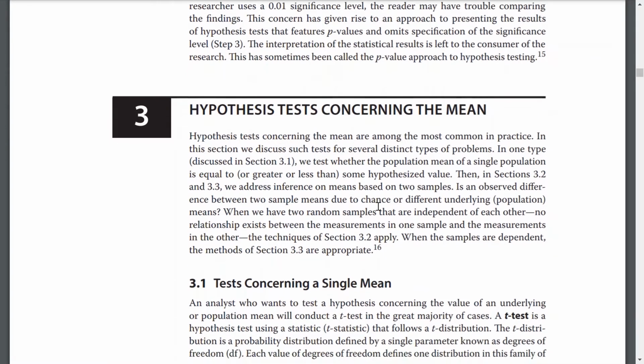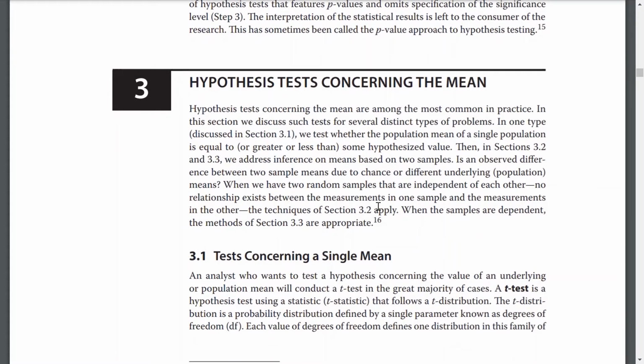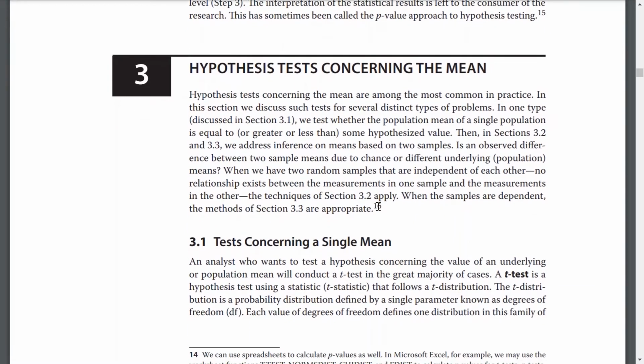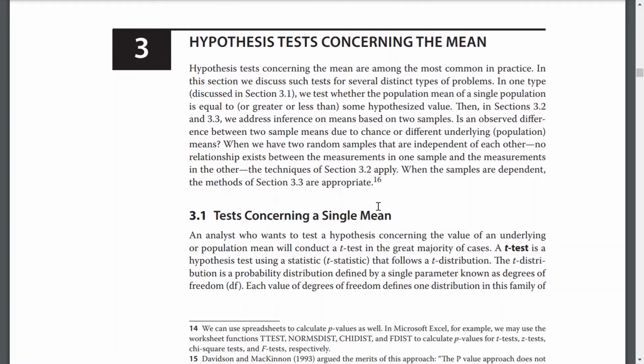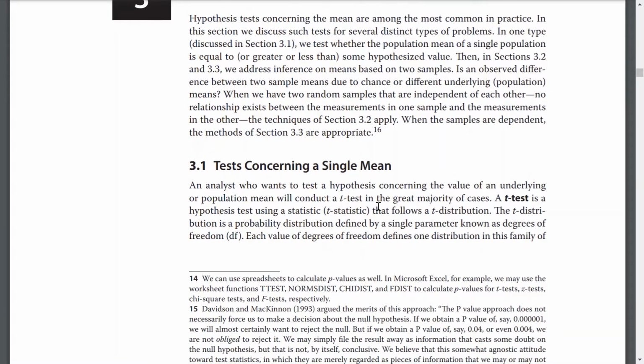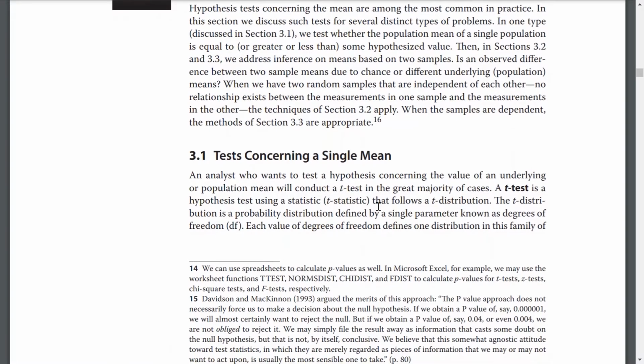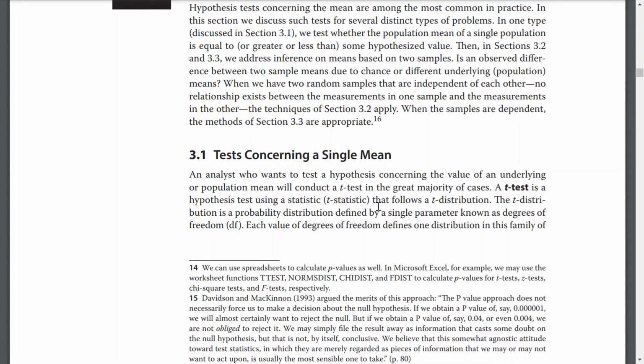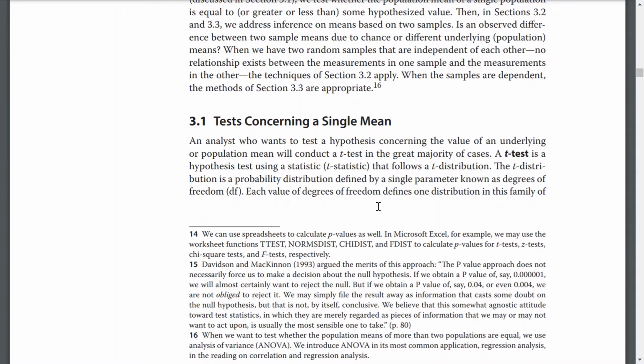When we have two random samples that are independent of each other, no relationship exists between the measurements in one sample and the measurements in the other. The technique of section 3.2 applies then. When the samples are dependent, the methods of section 3.3 are appropriate. 3.1, tests concerning a single mean.